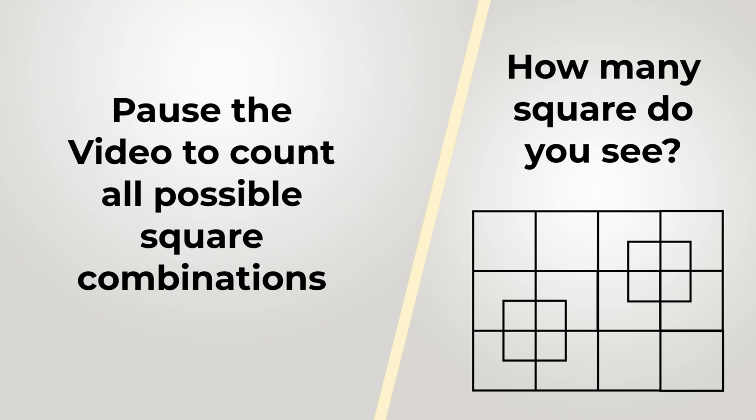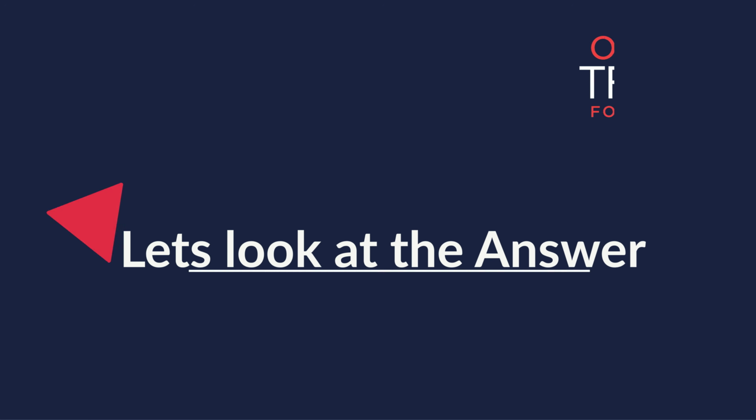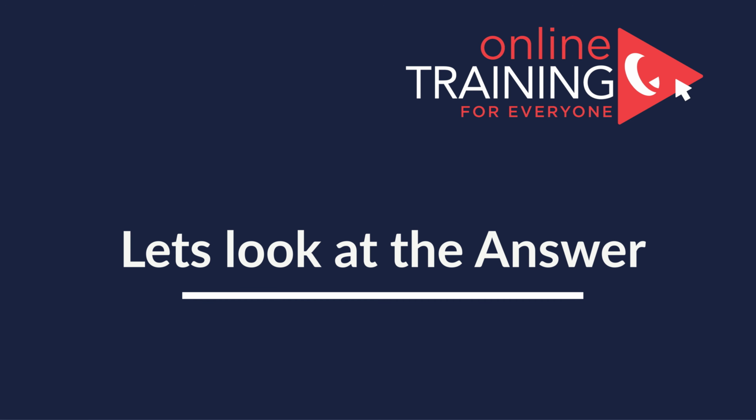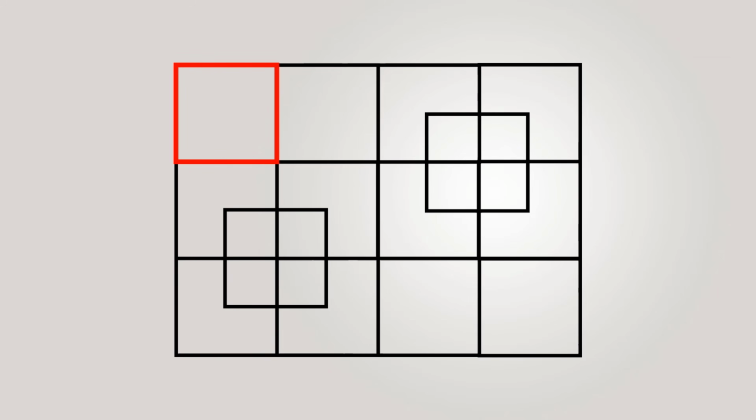Take a closer look and give yourself a little bit of time to find out the answer. Feel free to pause this video if you need more time. Do you have the answer? Let's continue to see if we can come up with the solution together. As you might have figured out, there is a total of 30 squares shown in this picture. Let's start by removing overlapping squares and counting medium-sized squares. There are 12 of them in this picture.